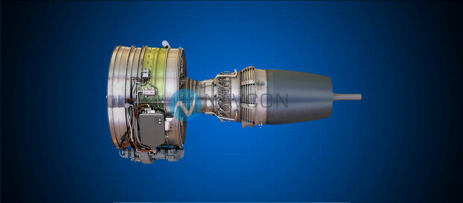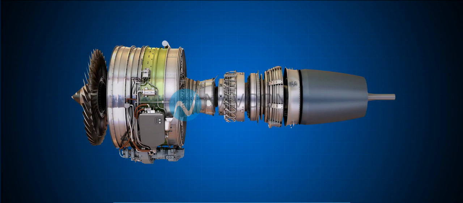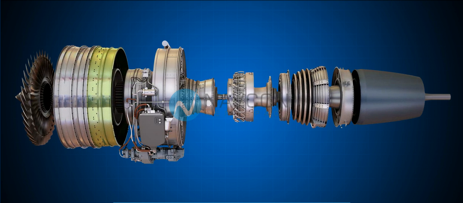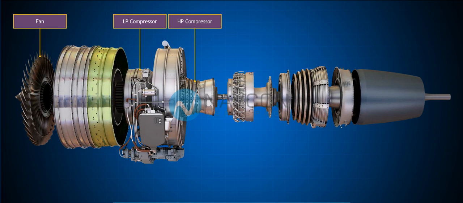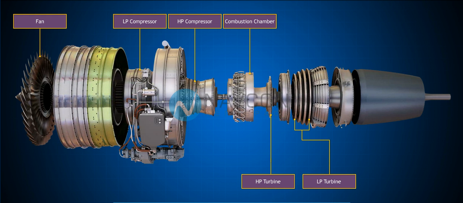The principal modules of the CFM56-5B engine are the fan, low-pressure compressor, high-pressure compressor, combustion chamber, high-pressure turbine, low-pressure turbine, and accessory gearbox.